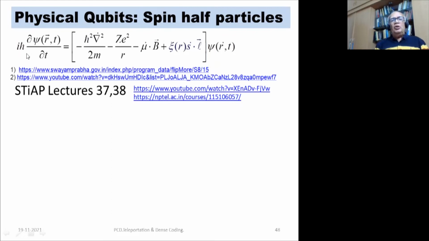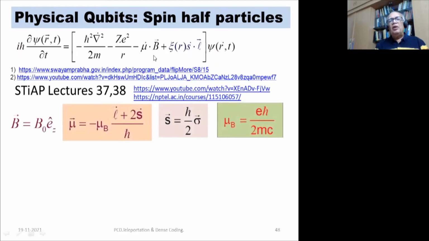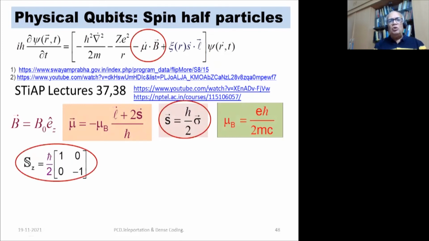And the time-dependent Schrödinger equation, which is iħ ∂ψ/∂t equals Hψ, and the term in which we are interested now is this mu dot B term with the spin part, because we are now focusing our attention only on the electron spin. There can be other sources of angular momentum and magnetic moment, but we are not referring to those at this point. Our focus is on the spin angular momentum coming from the SU(2).